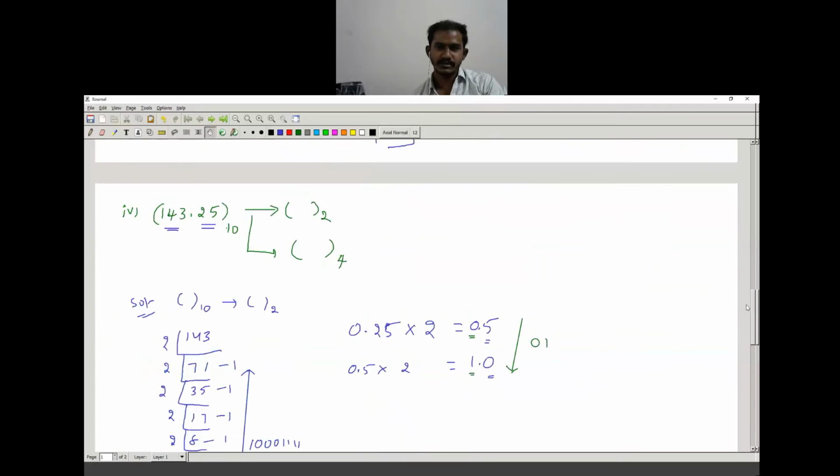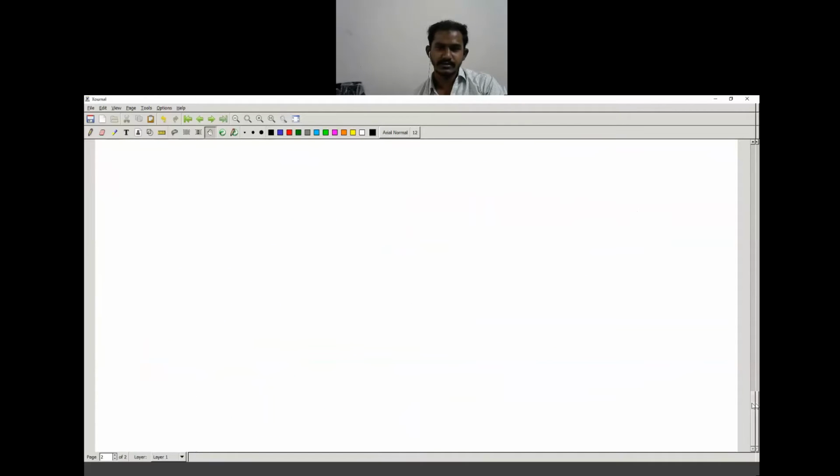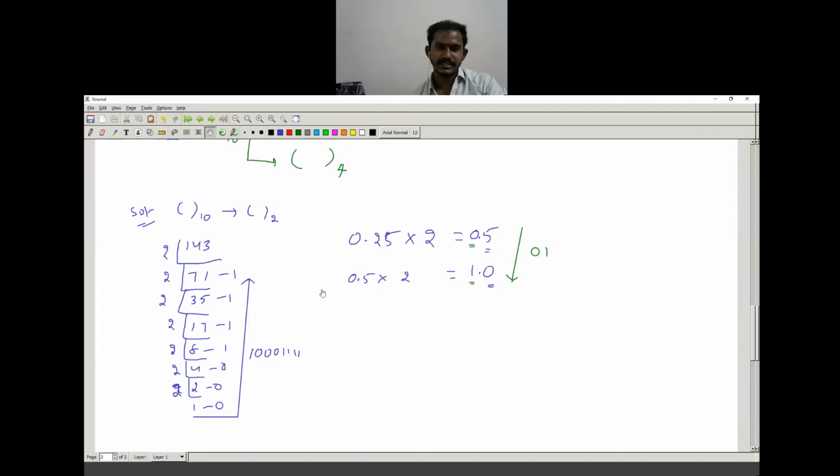So here the integers are 0 and 1. Take them in the same order, 0 1. Now what is the binary equivalent here? You can say that the given 143.25 decimal number is equal to the binary number 10001111.01. So it is the given conversion.